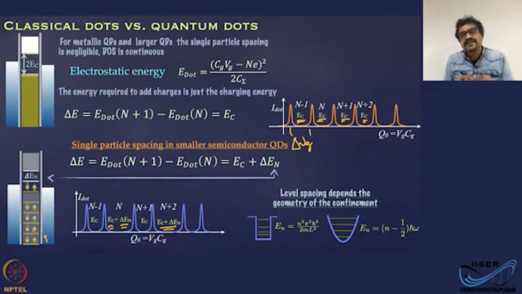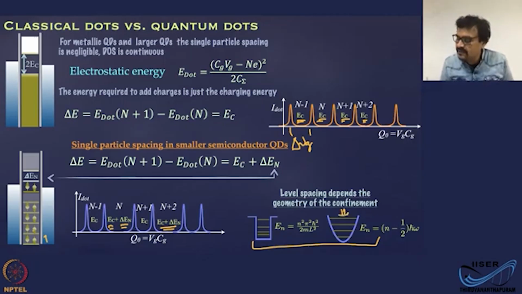But that is not the case always, because the level spacing depends on the geometry of the confinement. Just from these one-dimensional examples from basic quantum mechanics, we know that level spacing is equal for a parabolic quantum well, a one-dimensional quantum well. But that is not true for most of the other cases. For example, this is for a square well, the level spacing increases, and for a hydrogen atom kind of potential well, it's going to decrease.